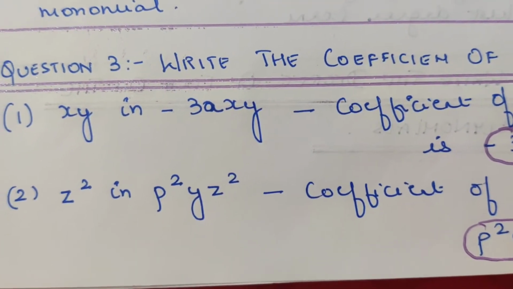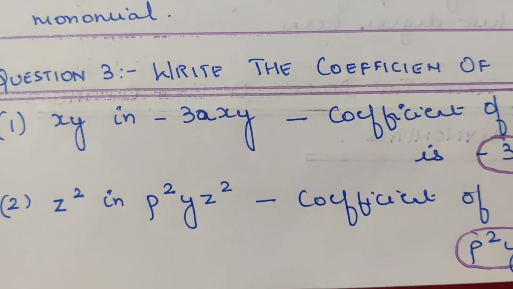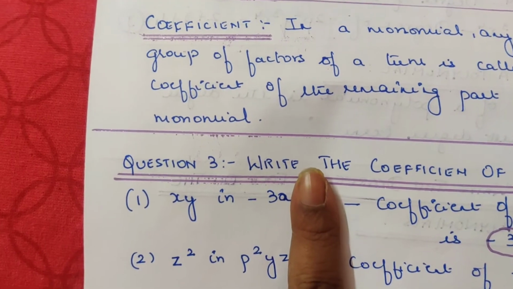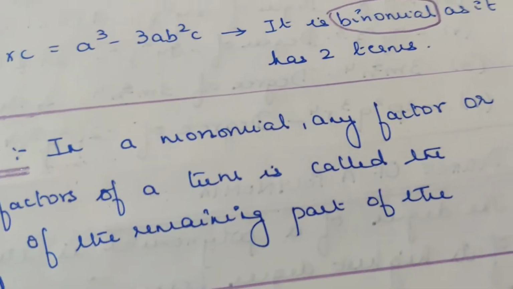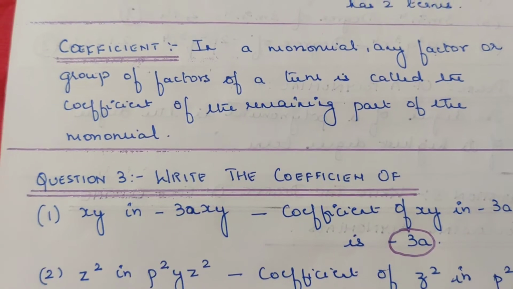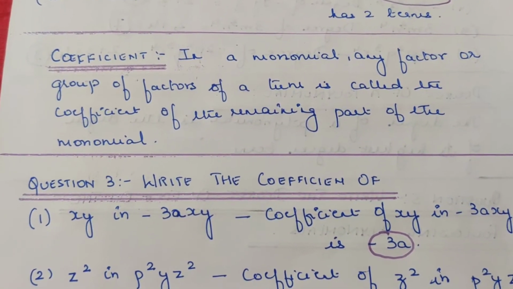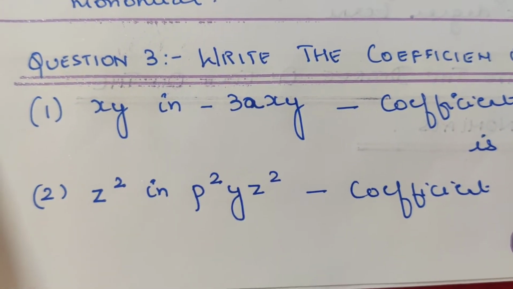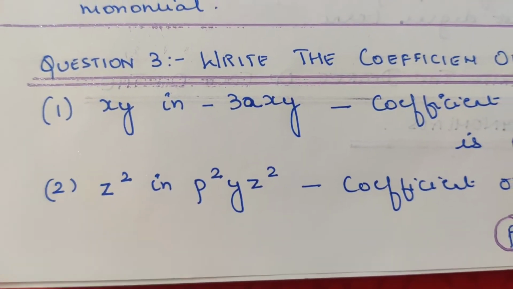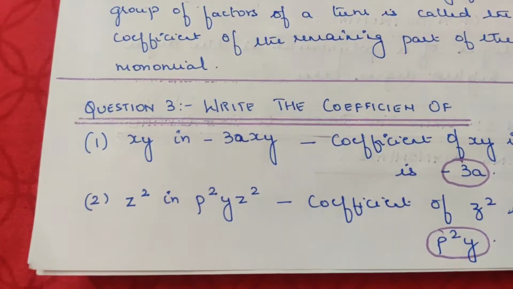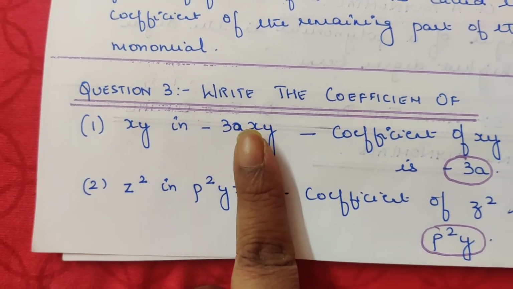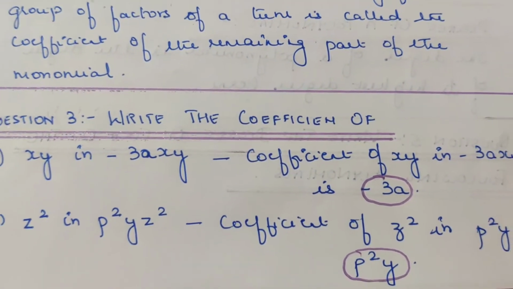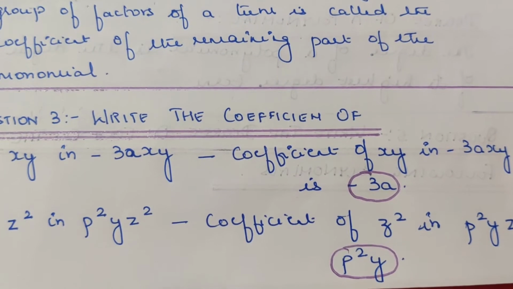Okay, write the coefficient of xy in minus 3axy. So what you do is just close xy. If you remove xy, what is remaining? Minus 3a. Therefore, the coefficient of xy is minus 3a. Next one, they are saying z square in p square y z square. So if you close z square, what do you get? P square y. Therefore, the coefficient of z square is p square y.